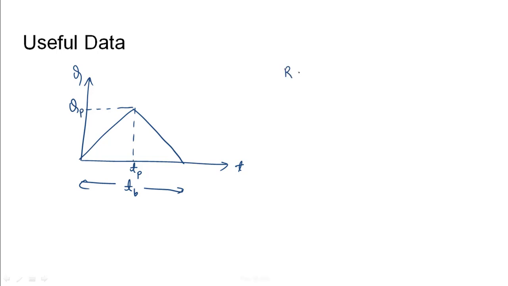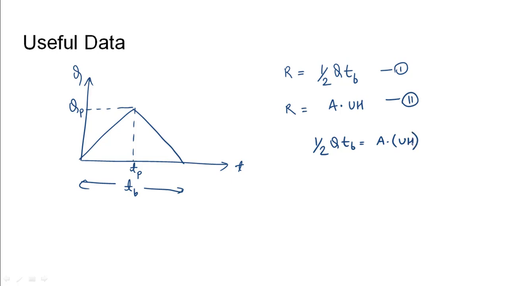So the total amount of storm runoff that would have happened is half into Q into Tb. This can be compared to the water received from the catchment. So that would be equal to the area of the catchment into the unit hydrograph's magnitude. So by comparing equation 1 and equation 2, we will get half Q Tb equals A into the magnitude of the unit hydrograph. Generally it is 1 centimeter, so it will be taken as 0.01 meters.